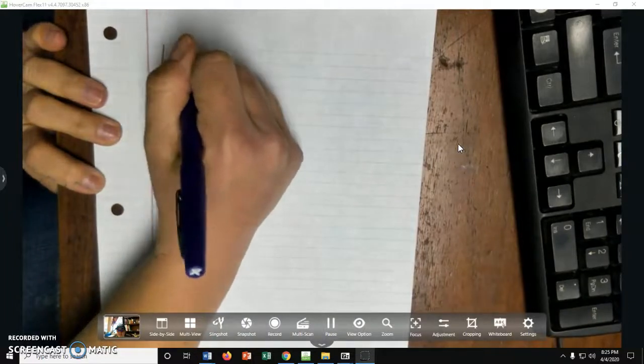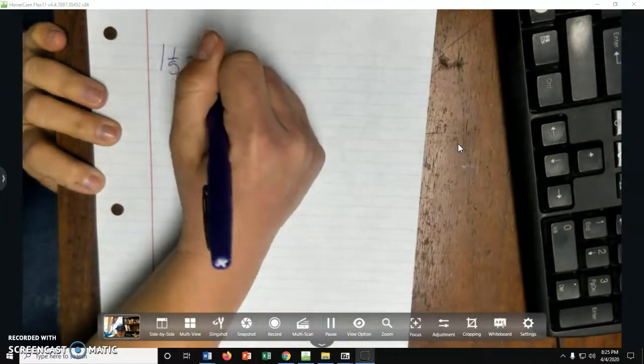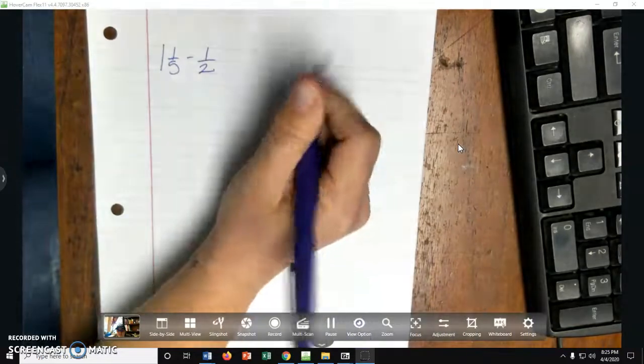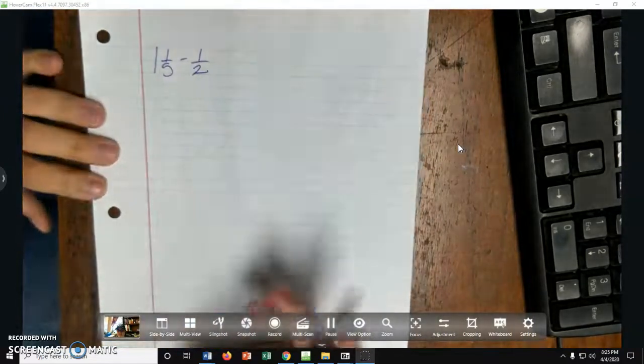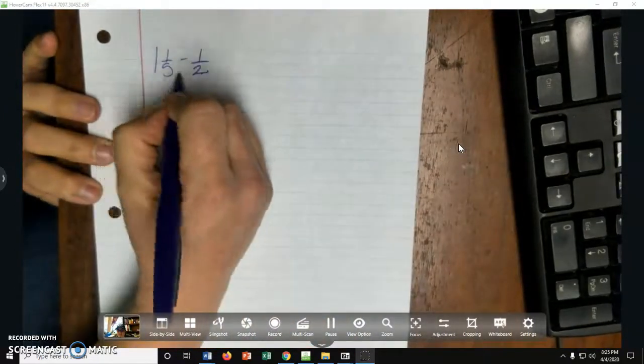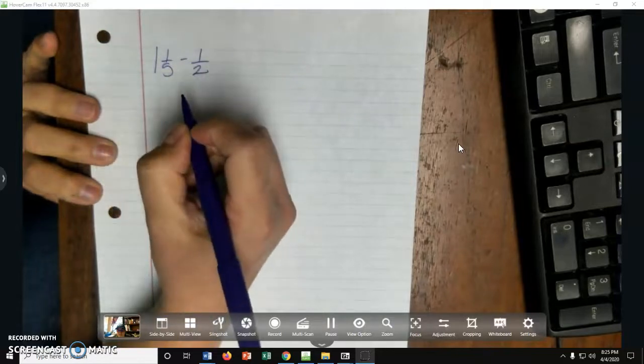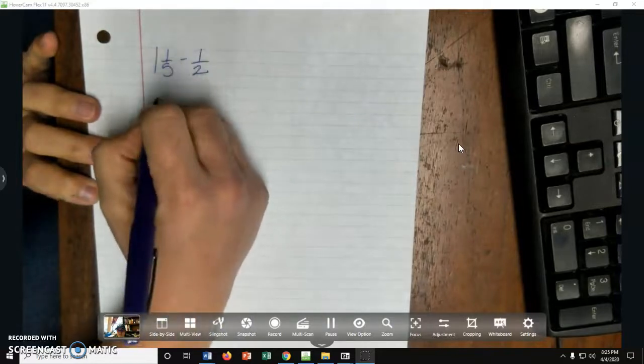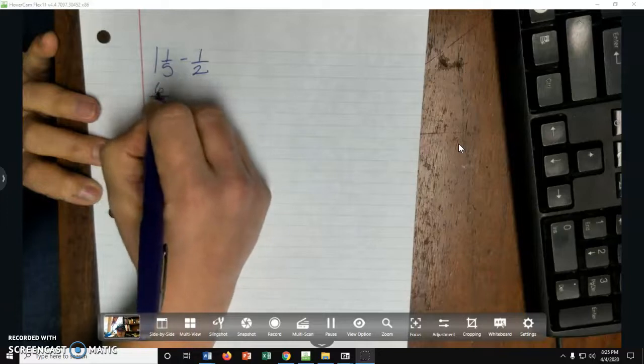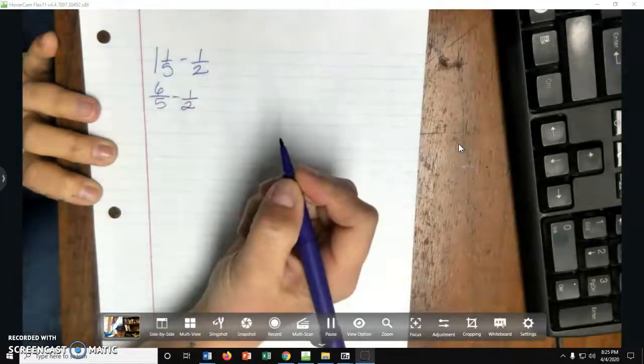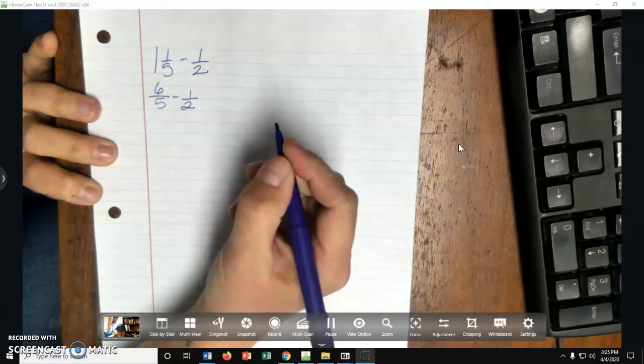1 1/5 minus 1/2. There are multiple different ways that you can do this. I'm going to go ahead and make this into an improper fraction. So how many fifths are in 1 1/5? Well, that's 6/5. And we're minusing 1/2.